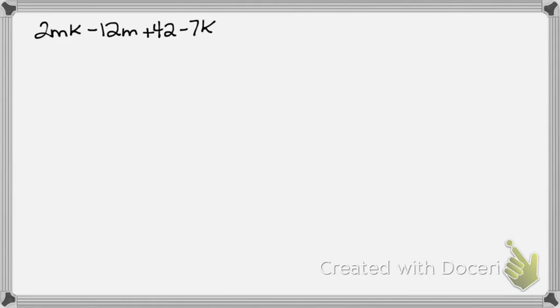So we're going to do the same thing. We're going to factor by grouping. For here, we need to group together our terms with common factors. Looks like it's already grouped together. If I have 2mk and 12m, looks like I can factor out a 2 from there, and maybe an m. If we look at our other terms, 42 and 7k, looks like I can factor out a 7 from there. So I'm grouping together my common factors.